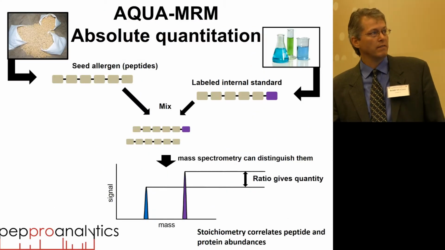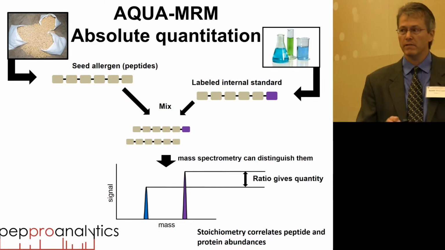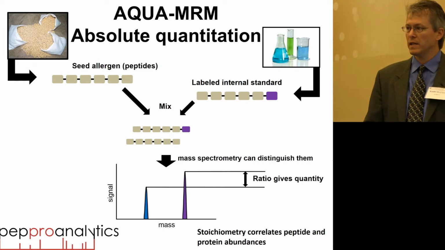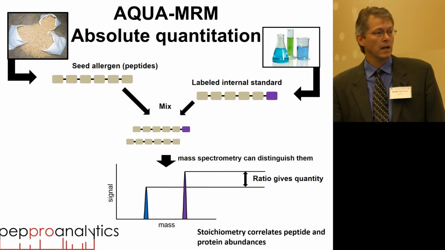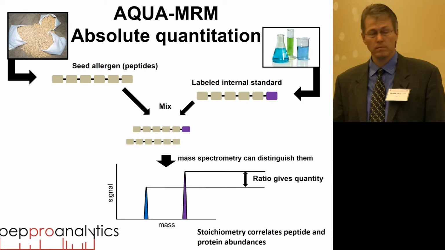What this looks like graphically, they're obviously taking that extract from the seed. It's got the allergens plus everything else that's in that seed. They're going to take that AQUA internal standard and mix it, and because they can separate by either 8 or 10 mass units, that's easily resolvable on their equipment. And you can get the stoichiometry and the integrated ratio there to give you something to quantify with.